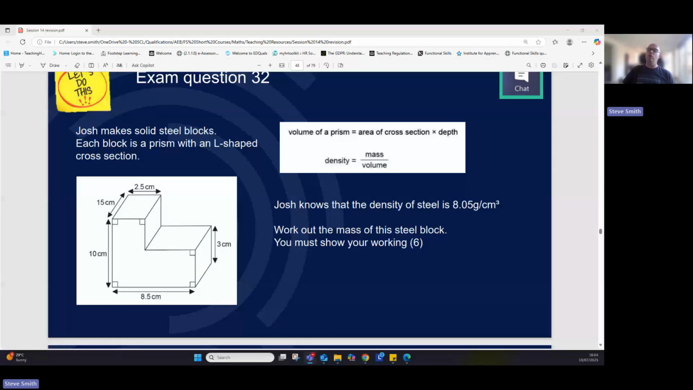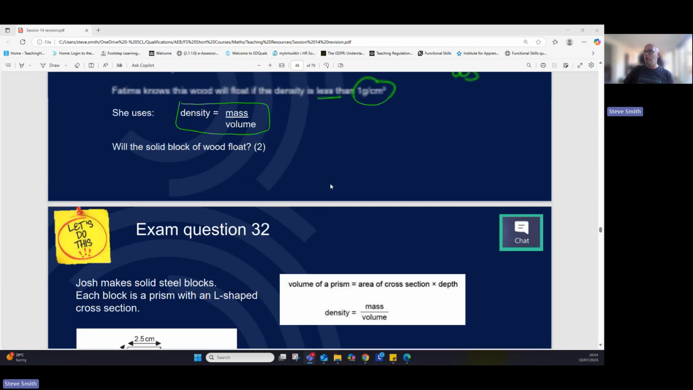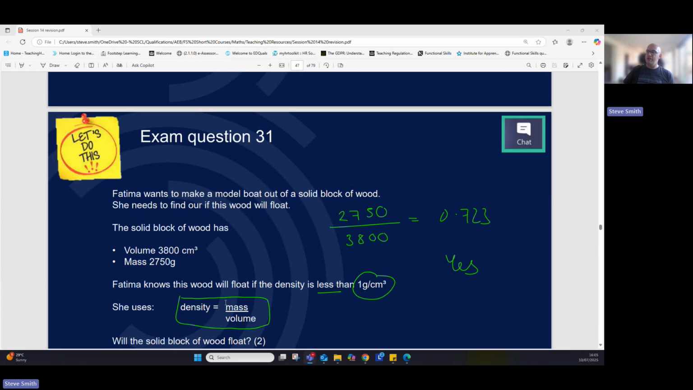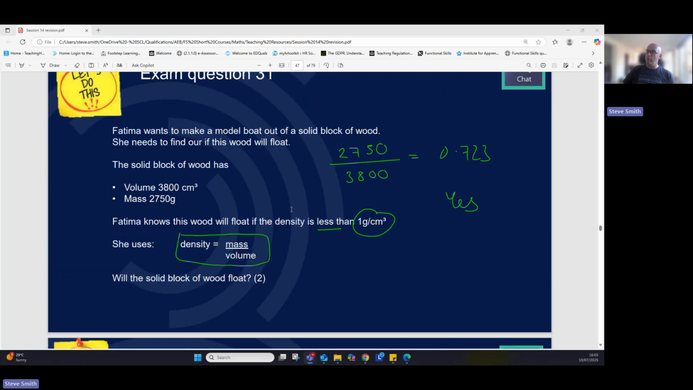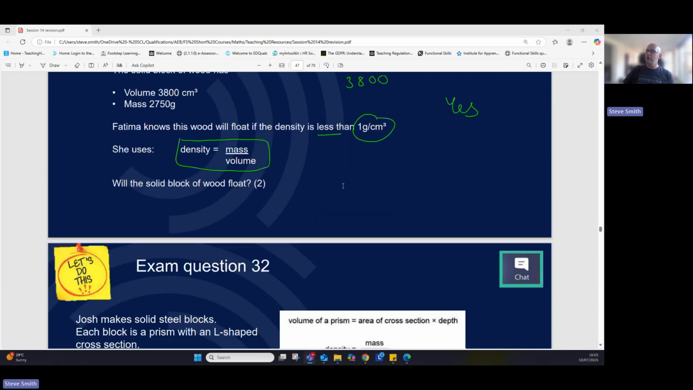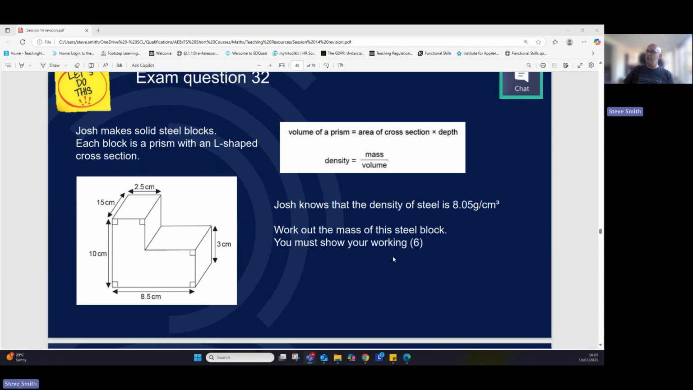Questions that we've been looking at all week. We jumped around a little bit yesterday because we had a quick look at probability questions. Today we're back on track and we're now looking at the second question that has density involved. As you can see, the first one was follow the formula to get 2 points. This one's much more involved and it's worth 6 points. However, the formula has been provided for us.